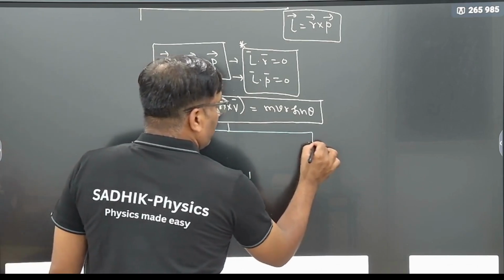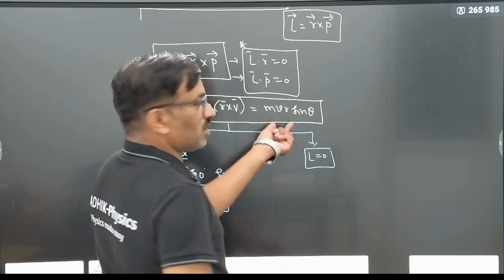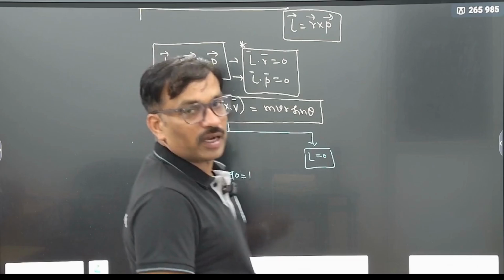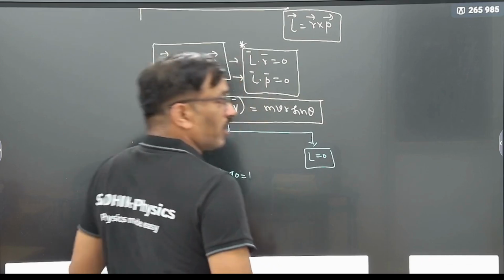Angular momentum will be 0 when velocity is 0. The object is not moving, so it does not have any momentum. Therefore velocity will be 0, and also angular momentum will be 0.